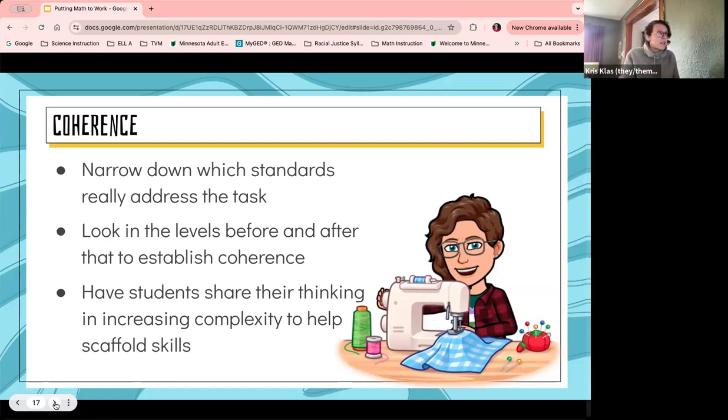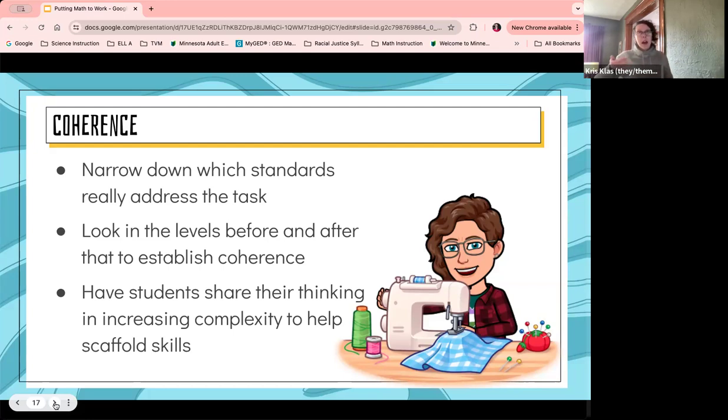So once you've narrowed down the standard that the task addresses, right? We looked within the domain to kind of figure out which standard we're addressing. Now we can go back a level or forward a level to try to look at standards that help us meet it or push us beyond it. And I have this little person at the sewing machine because I always think of coherence as the thread that kind of ties us together from one level to another.